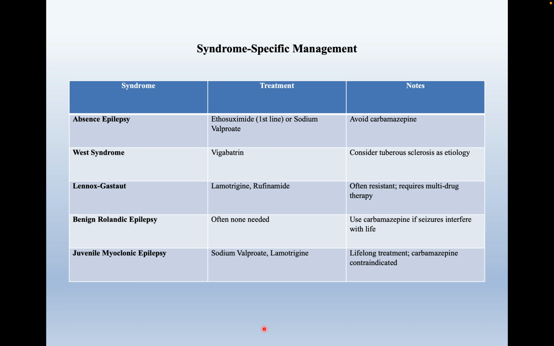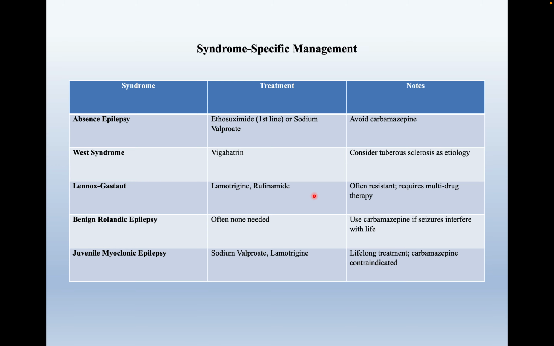Okay, so I made a small table for you to remember the management and treatment of each one. This slide should be memorized before the exam, or revised all the time, especially before the exam. Absence seizures: ethosuximide or sodium valproate, and you have to avoid carbamazepine. West syndrome: vigabatrin or steroid according to the etiology, and we will explain later on.